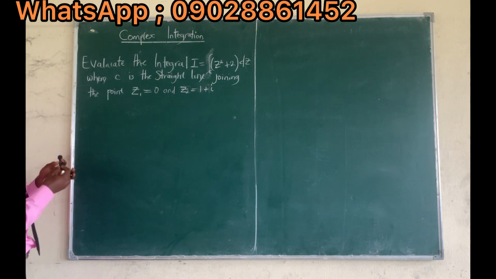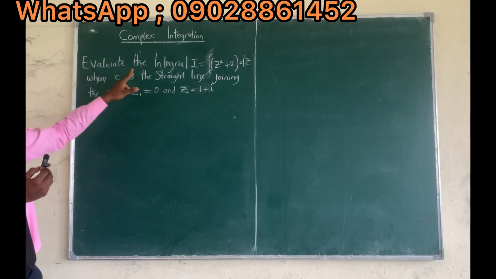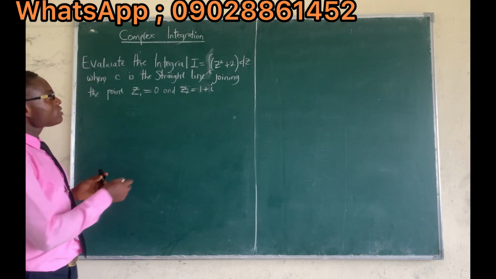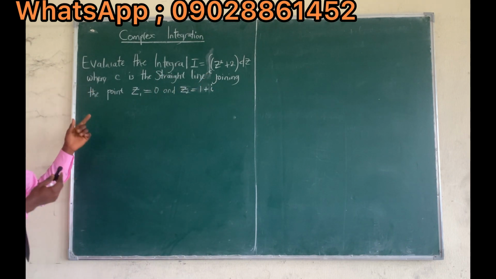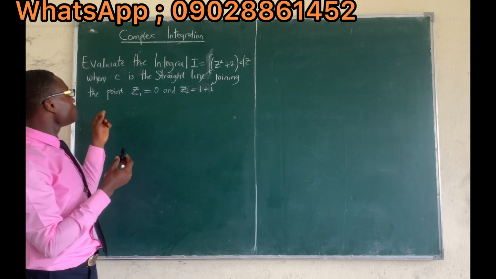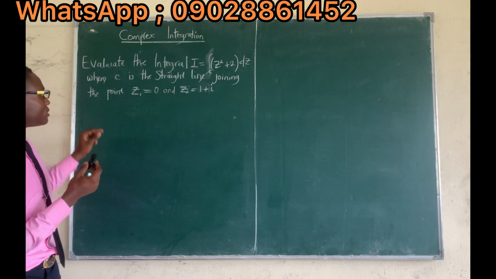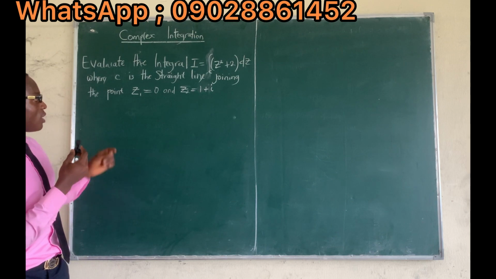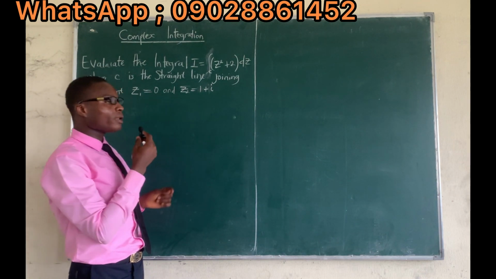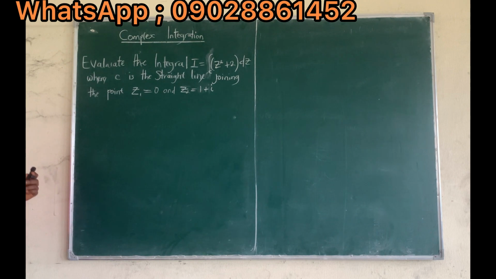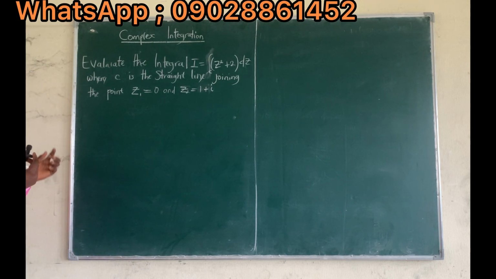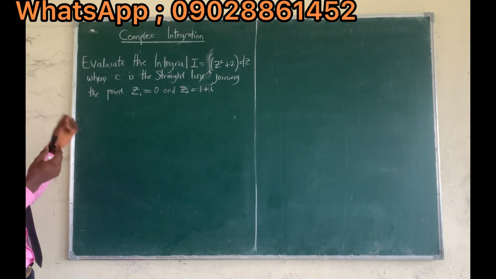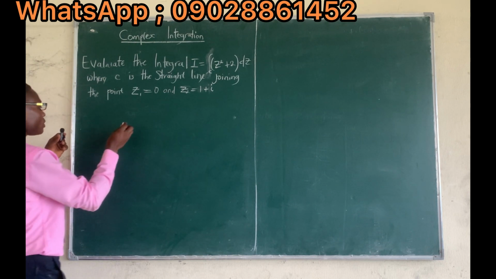And of course, the question here says evaluate the integral I equal to the integral over C of z squared plus 2 dz, where C is the straight line joining the point Z1 equal to 0 and Z2 equal to 1 plus i. Let's see how we can go about this question. And of course, solving this question will help us understand how we can actually evaluate integrals in the complex plane. So let's get started.